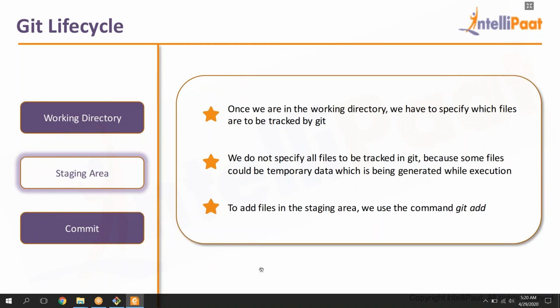Staging area: once we are in the working directory, we have to specify which files are to be tracked by Git. We do not specify all the files to be tracked in Git because some files could be temporary data. Think about it: whenever we execute some applications, let's talk about Maven. It downloads a lot of data, a lot of repository data or bundles. We don't require pushing those things to our GitHub repository because it will unnecessarily increase the size. So that's why we say, okay, ignore it, right?